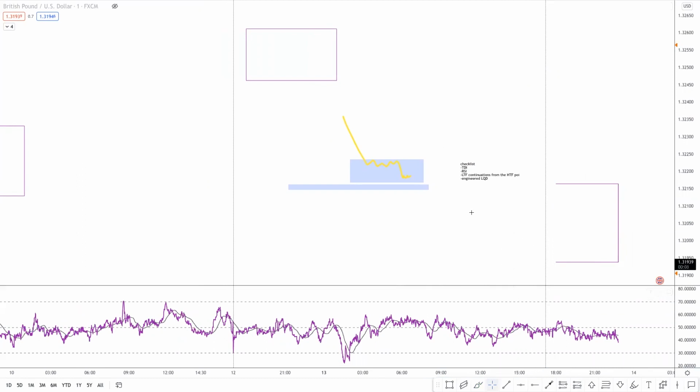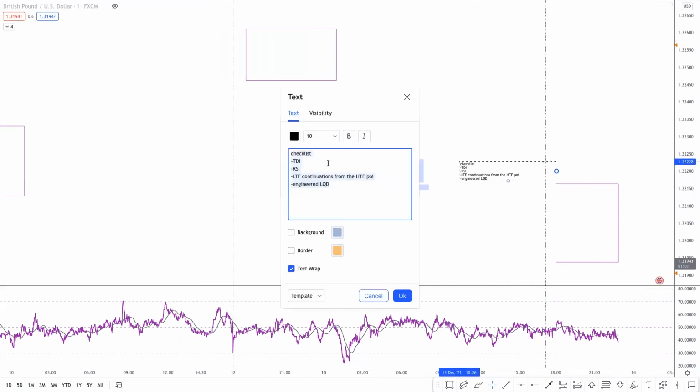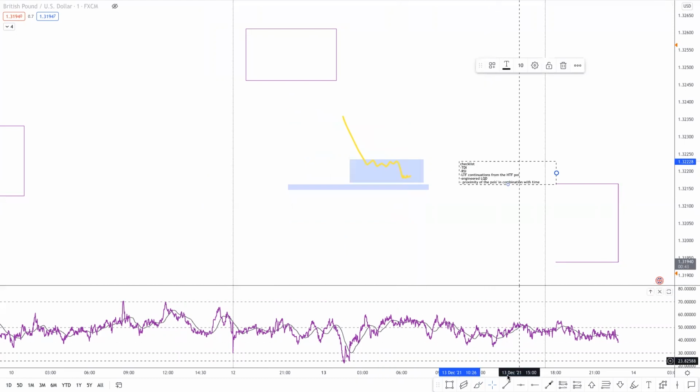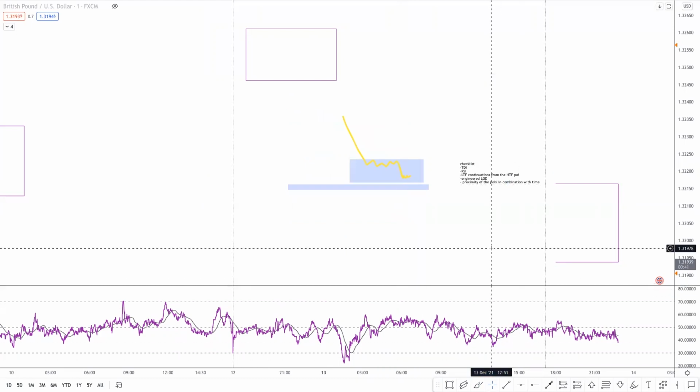So how far can you actually go back? We talked about the TDI, the RSI, lower time frame continuations from the high time frame POI, and engineering liquidity. Now we're going to talk about proximity of the POIs in combination with time. A lot of people are constantly DMing me on Instagram, what are the correct timings? It's not knowing the correct timings, it's knowing how to use time as confluence, right?